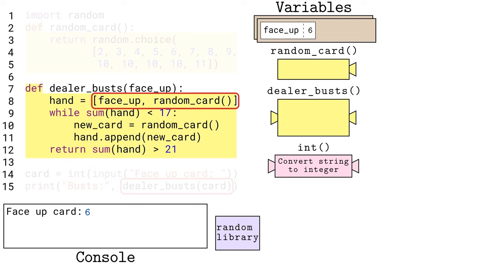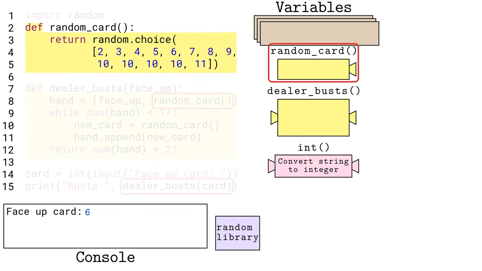The dealer has multiple cards, so we create a list to hold them all in one variable. These square brackets tell Python to create a list with whatever is inside them. However, we don't have two values yet. The second element is another function call that Python needs to evaluate by calling the random_card function. Calling this function introduces a fresh empty variable scope, and this time Python has no parameter variables to create.